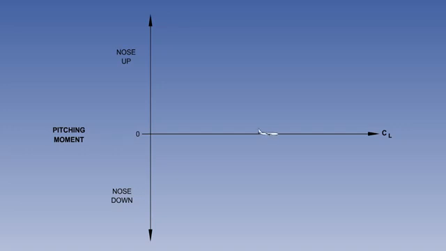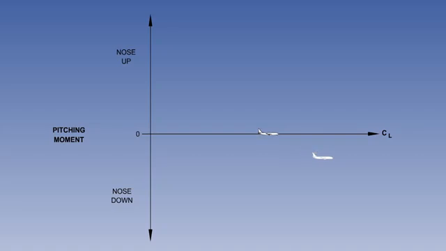An aeroplane in equilibrium is shown on the horizontal axis. How do we know it's in equilibrium? Because it is not generating a nose-up pitching moment or a nose-down pitching moment. An upward acting gust has increased the lift coefficient. And because the aircraft has some longitudinal static stability, it will generate a nose-down pitching moment. The nose-down pitching moment will start the aircraft back towards equilibrium. Remember, longitudinal static stability is just the initial reaction to a change in angle of attack.